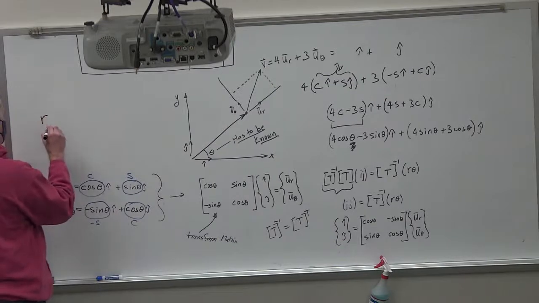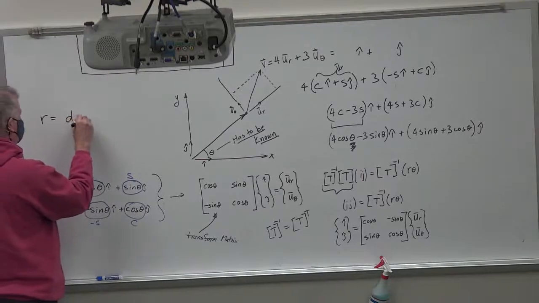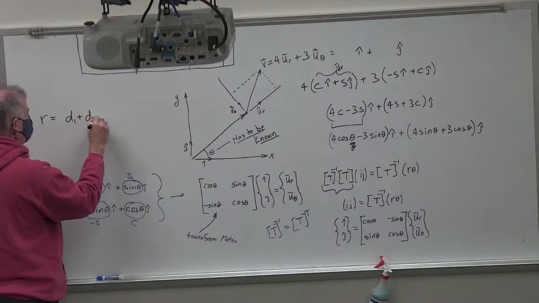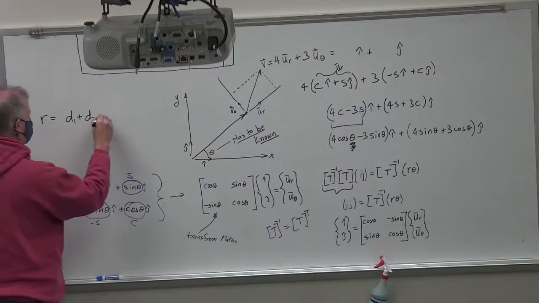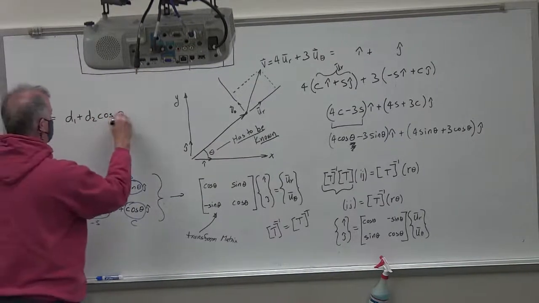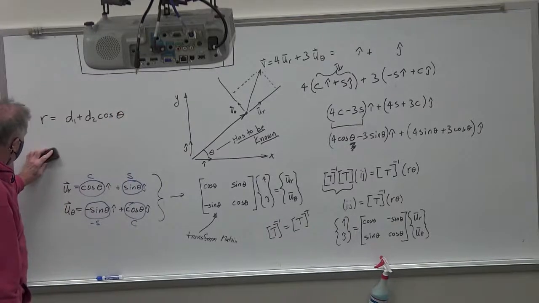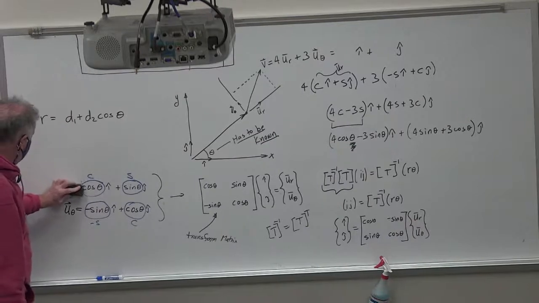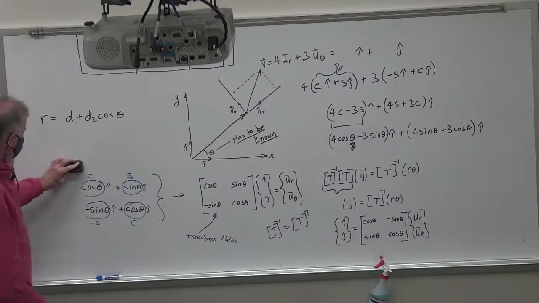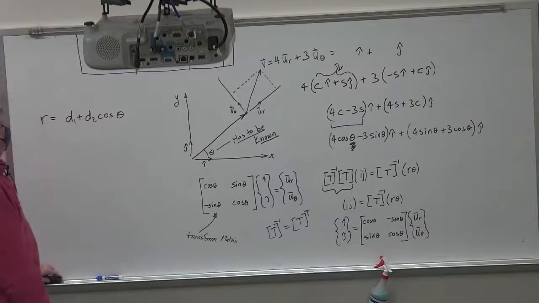D1, so D sub 1 plus D sub 2 cosine theta. And this is R of theta, right? D1 plus D2 cosine theta? Yes. Was it cosine 2 theta? It was just cosine theta. Okay, and that's it? Yes. So presumably, because D1 is constant, when you take the derivative, that term goes to 0, and then D2 cosine theta should become negative D2 sine theta.